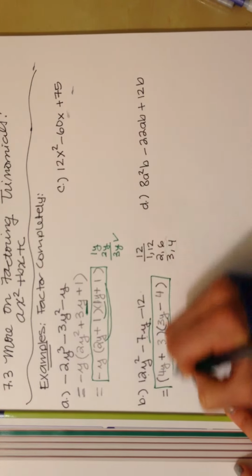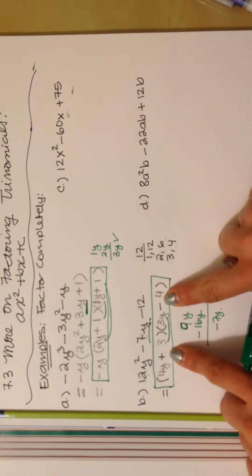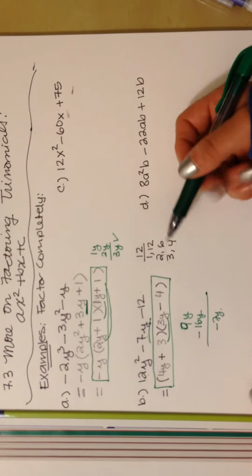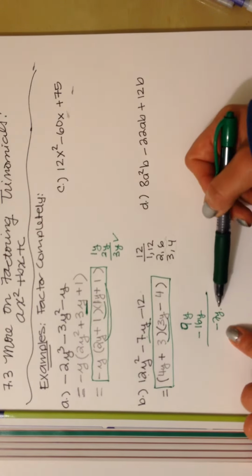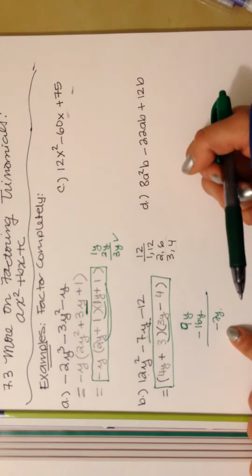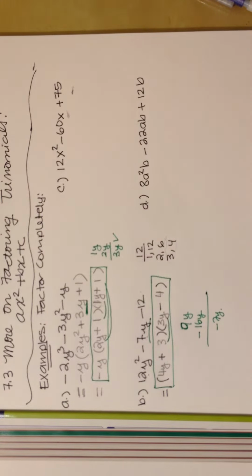Now, sometimes you might have the signs in the wrong place. So all you have to do is switch the signs. So for example, if you got the wrong sign here, compared to the middle term, just switch the signs. That's why it's a good idea to have a pencil.